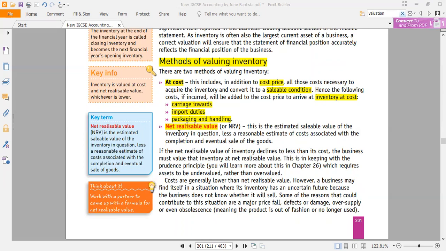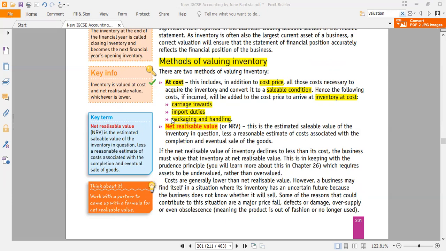Packaging means if you are wrapping it and packing it in a packet or something, I mean that is in bottle or whatever. The package is also part of the product, and you have to add it in the cost of inventory. That is the cost. The another method of valuing inventory is, let me show you one thing.